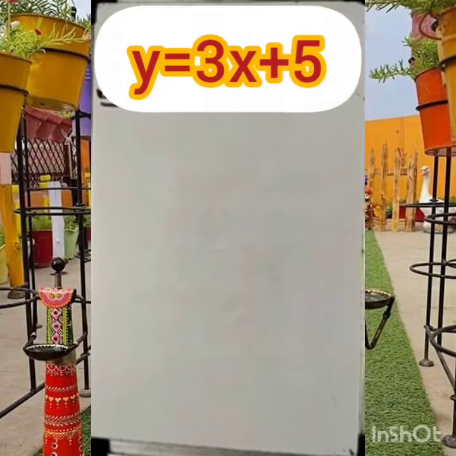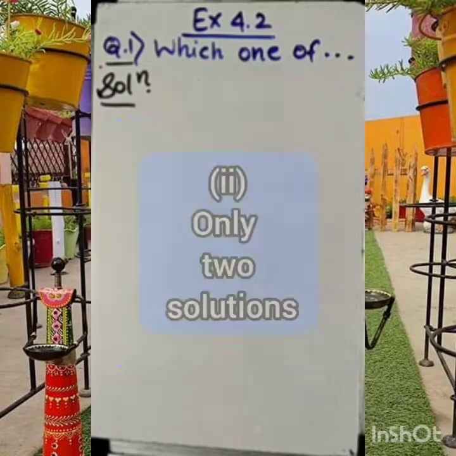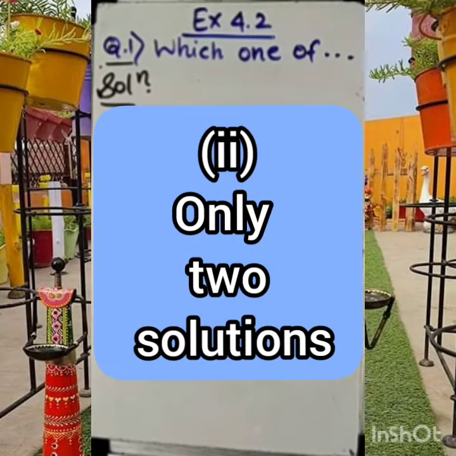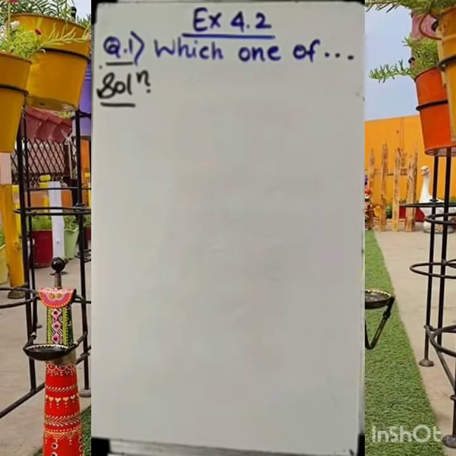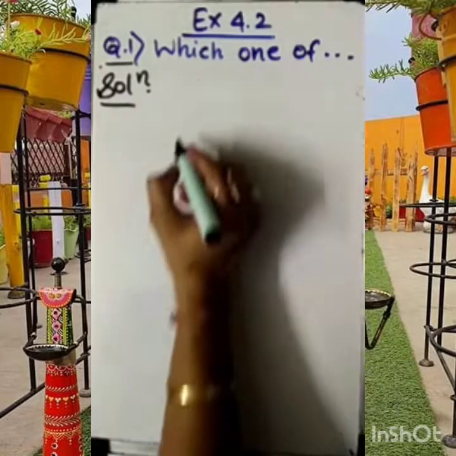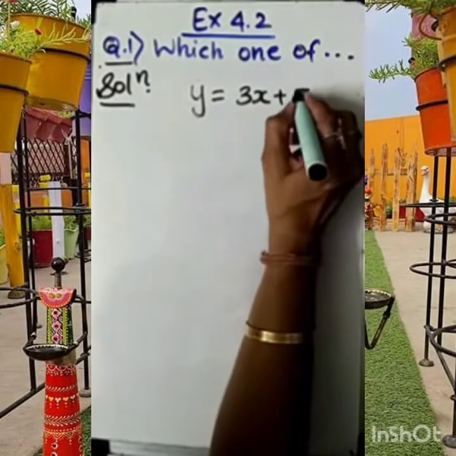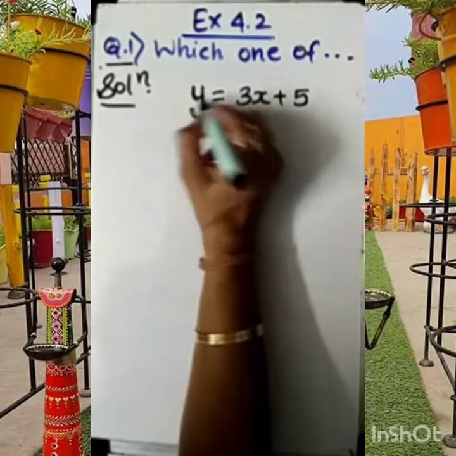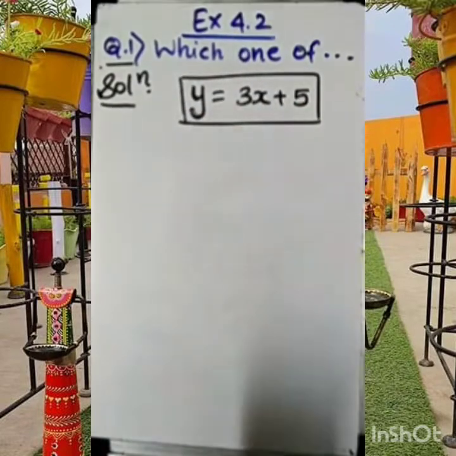y equal to 3x plus 5 has, first, a unique solution; second, only two solutions; and third, infinitely many solutions. So let's start. What is the equation with us? y equal to 3x plus 5. Let me note down the equation first. This we are already given. y equal to 3x plus 5. Clear? This is the equation.